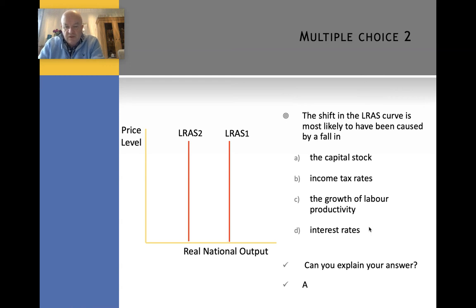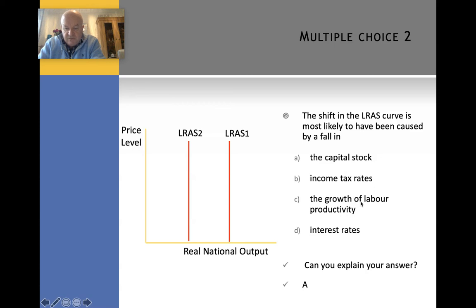Let's take a look at the second example then. So in this case, we've got a shift from LRAS 1 to LRAS 2. So there's a reduction in the overall long run aggregate supply. Would that be affected by income tax rates? No, it wouldn't, would it? Because effectively, income tax rates would affect aggregate demand.